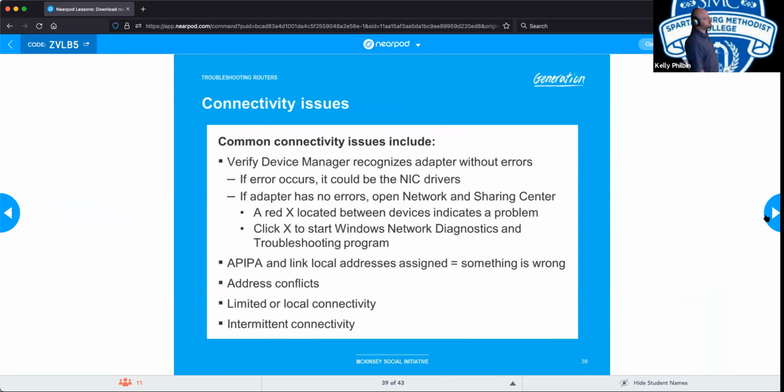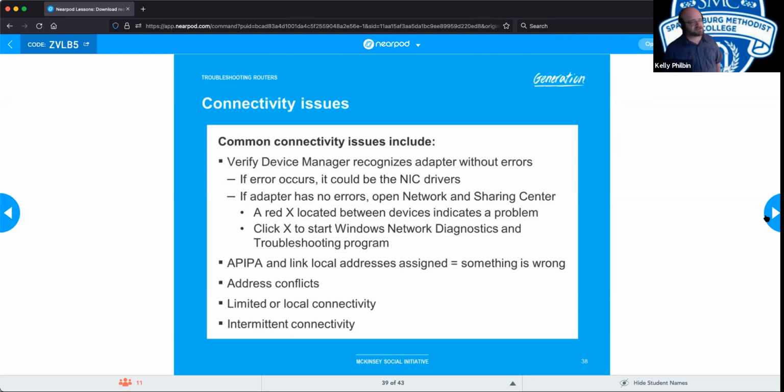If you have no errors, go to your Network and Sharing Center. If a red X is located between devices, it indicates there is a problem. If you click on the X, the Windows Network Diagnostics and Troubleshooting program will start up and run, and hopefully it will give you an answer. If you have an APIPA, a link-local address assigned, something is wrong with your DHCP. It's not able to talk to it.